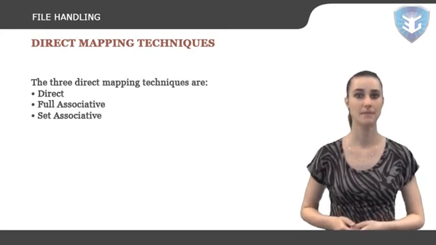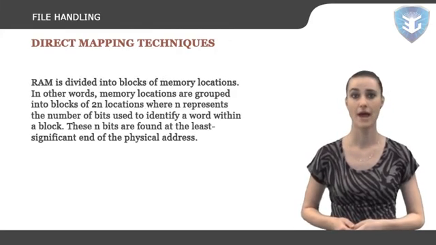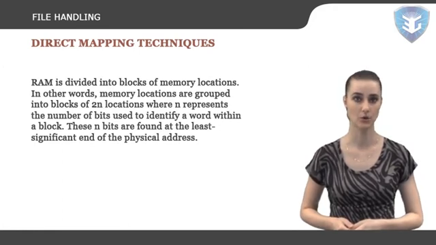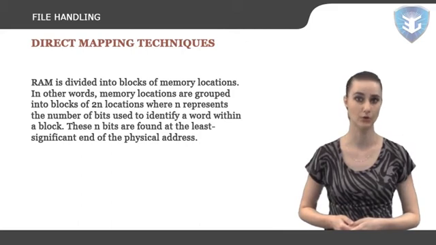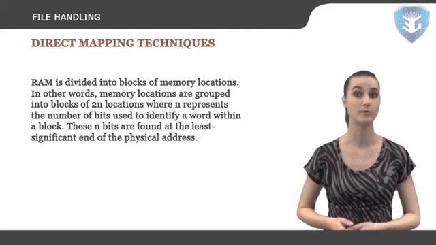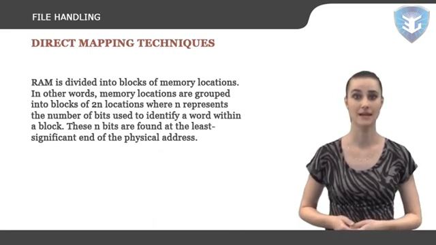The three direct mapping techniques are direct, full associative, set associative. Each of these depends on two facts. RAM is divided into blocks of memory locations. In other words, memory locations are grouped into blocks of 2^n locations, where n represents the number of bits used to identify a word within a block. These n bits are found at the least significant end of the physical address.